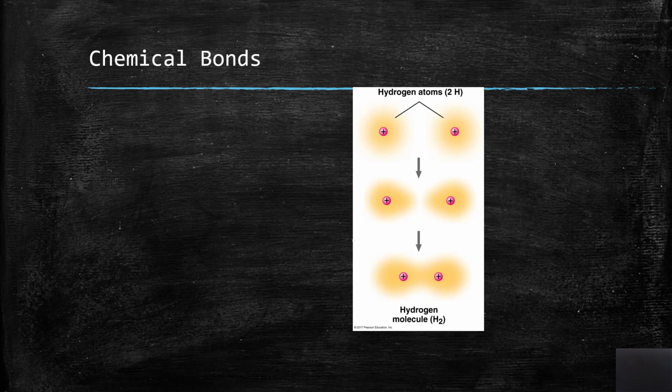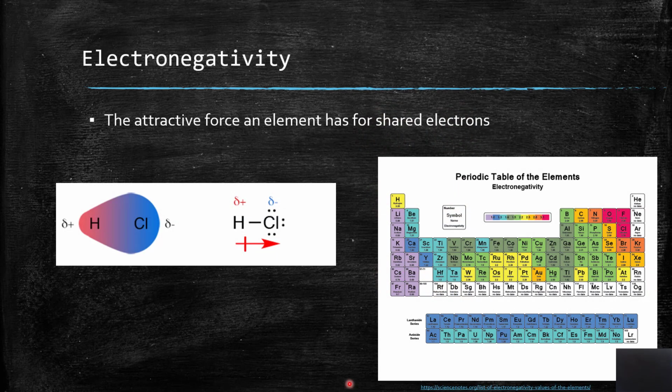Now, one thing I want to point out is that different atoms have different electronegativities. And electronegativity is how much attractive force an element has for electrons. Okay? So the more electronegative you are, the more you can grab on to electrons. So for example, in this drawing we have HCl. And so this is hydrogen and chloride, right? And so this Cl is more electronegative than this hydrogen.